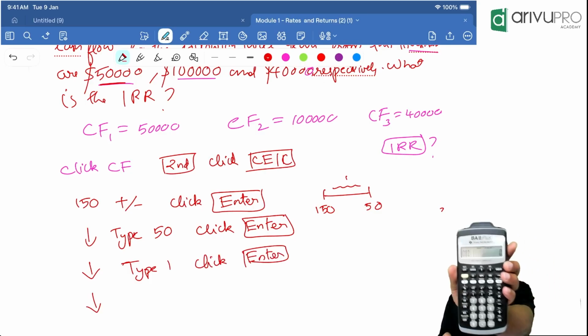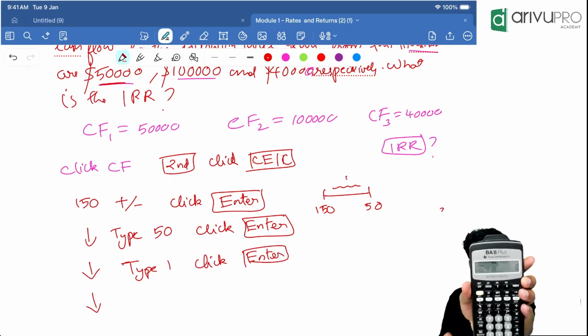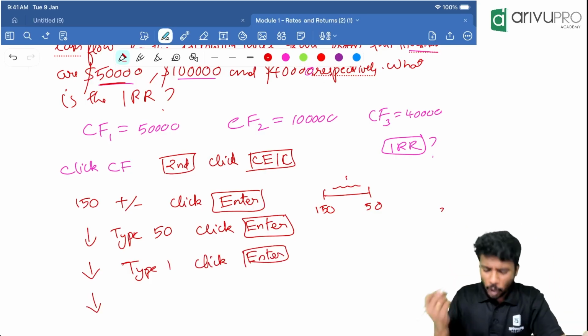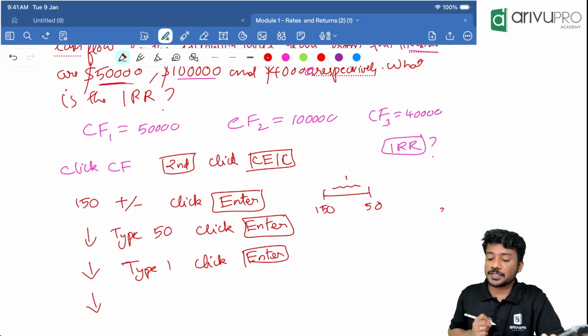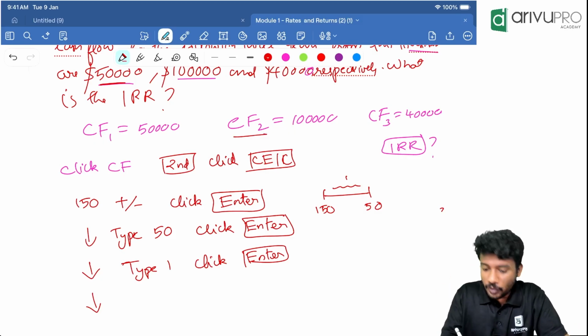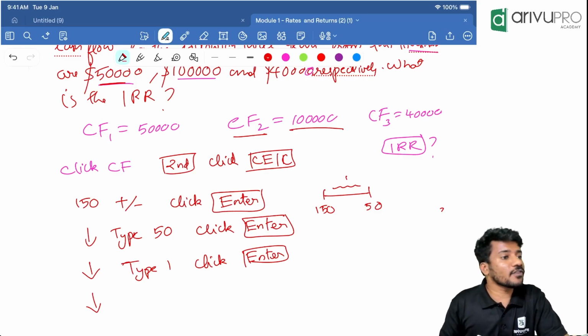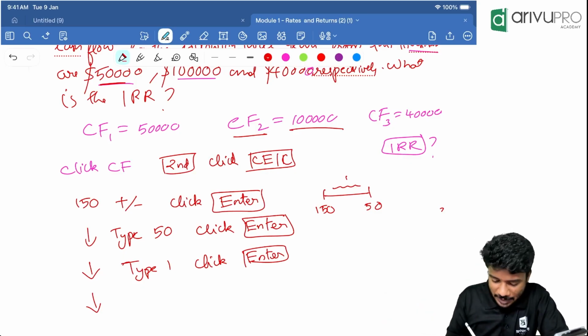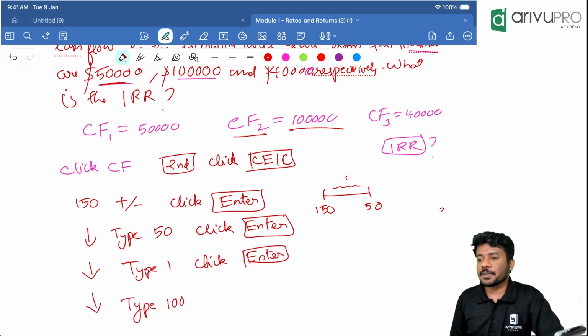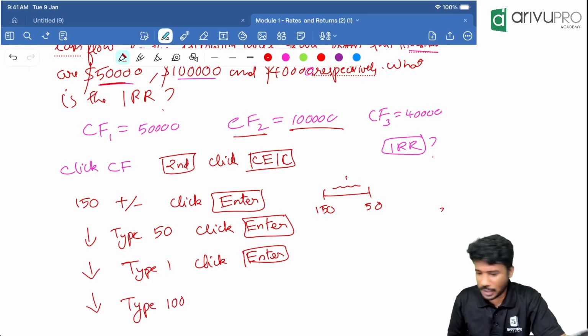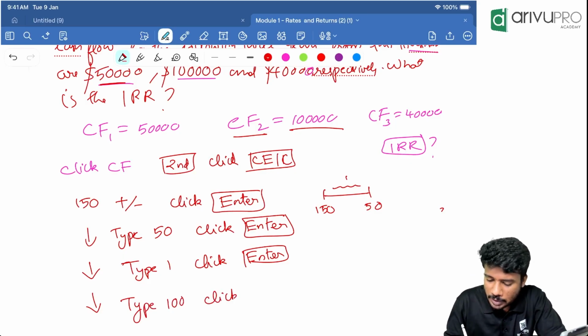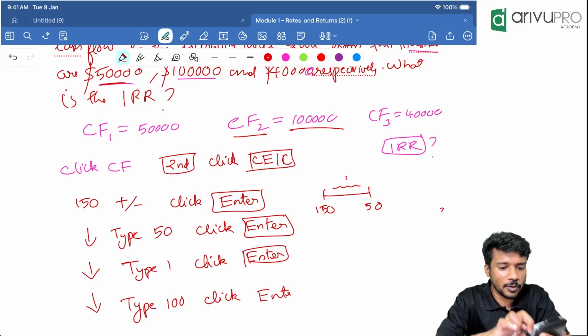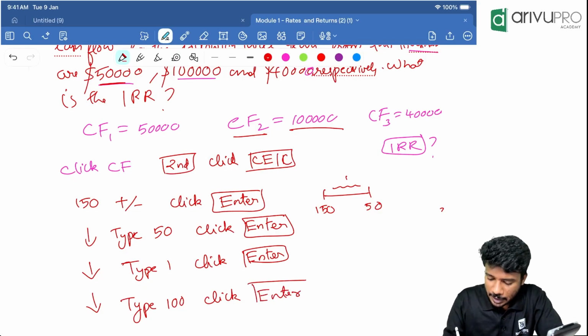Now you will see C02. Are you seeing C02 on your calculator, everyone? C02 is the cash inflow for the next year. How much is that? 100,000. So type 100. We will not put all the zeros. Type 100, then click Enter. That much is done.